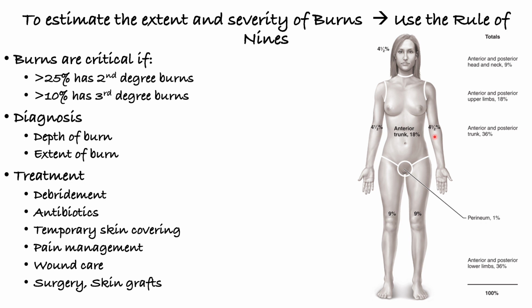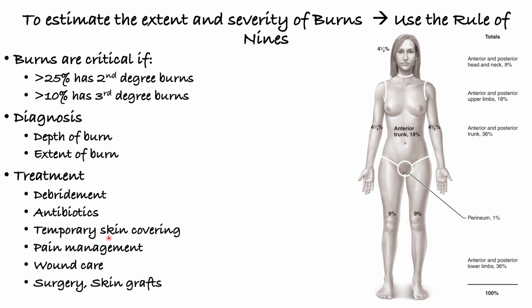So burns are critical if 25% have second degree burns. Even if you're just saying, well, it's just the anterior trunk and the anterior right arm, all of that is already critical, even though the rest of the body is not affected. If you have greater than 10% third degree burns, let's say the right and left arm, anterior and posterior, with the perineum, 10%, that's already critical because there are third degree burns there. So the treatment would be debridement.